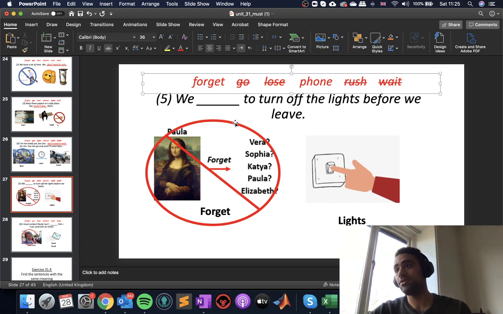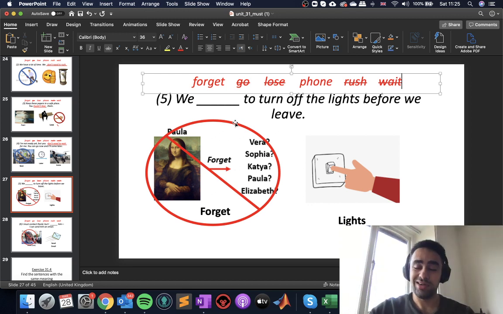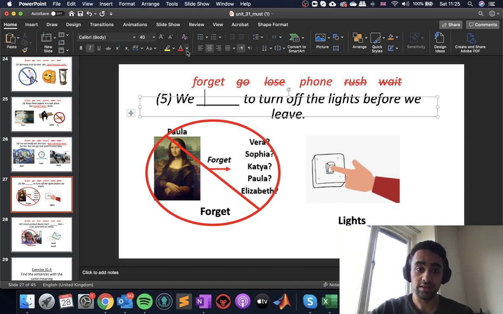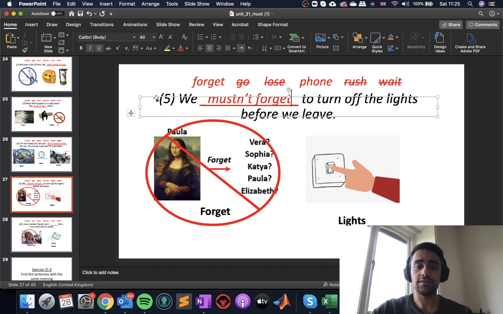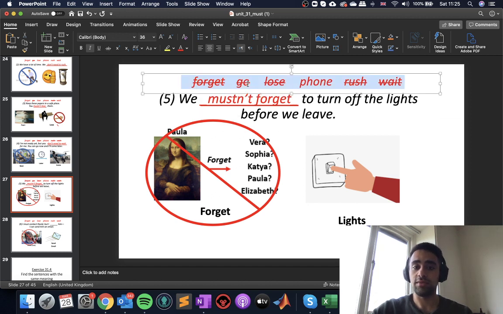Because if we don't need to means we can leave them on, we can leave them off, it's fine. We don't really need to do anything. But in here we want to turn them off, so we mustn't forget them to save a bit of energy. So we mustn't forget to turn off the lights before we leave.